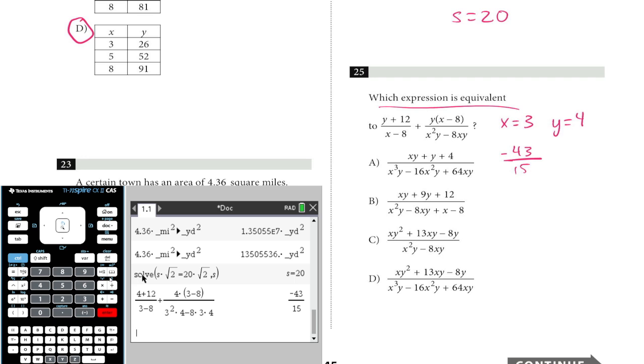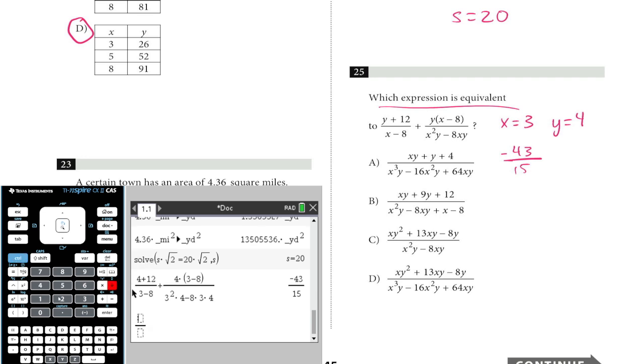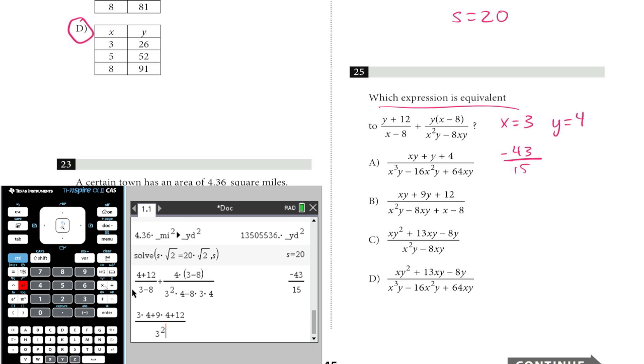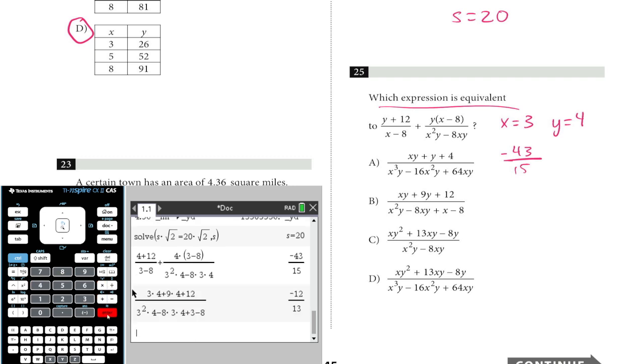So I could look at this and say, hey, you know what, I feel like maybe B looks pretty good. So then I'll plug in B. I'll notice B is a big fraction. So it's going to be xy, so 3 times 4 plus 9 times 4 plus 12 over 3 times 9, 3 squared. Let's fix that: 3 squared times 4 minus 8 times 3 times 4 plus 3 minus 8. So we got a different fraction, so the answer is not B.